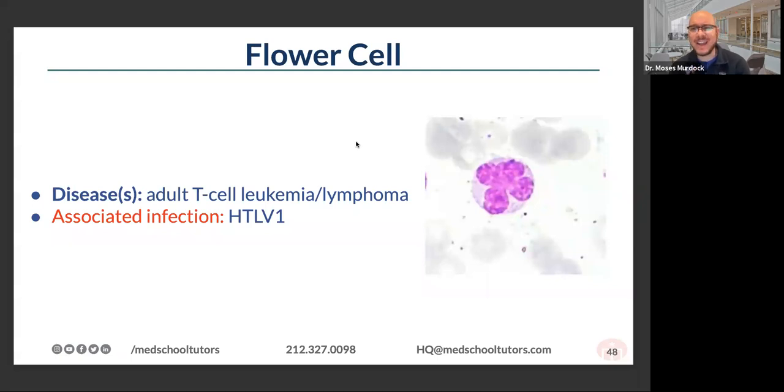Someone put in the chat an excellent guess, which was that this looked almost cerebriform, which I agree. This was a really tough question because it looked like a couple of different things. Remember, the cerebriform nuclei would be associated with Sézary syndrome. And so in that sense, you're sort of right, because it's a peripheral cutaneous T-cell lymphoma. So it was very, very close to what this was. Excellent, excellent guess.